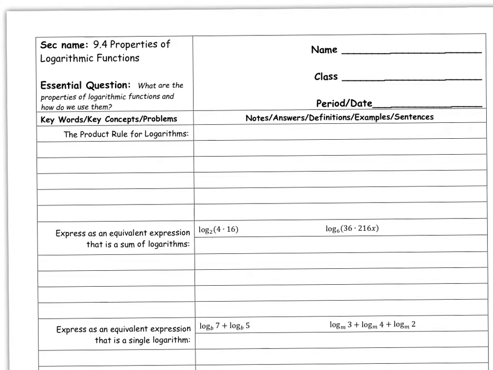So here we go. The product rule for logarithms says if I have log base b of x times y, I can write that equals log base b of x plus log base b of y. So it just means I'm breaking it up into different sections. Multiplication becomes addition.